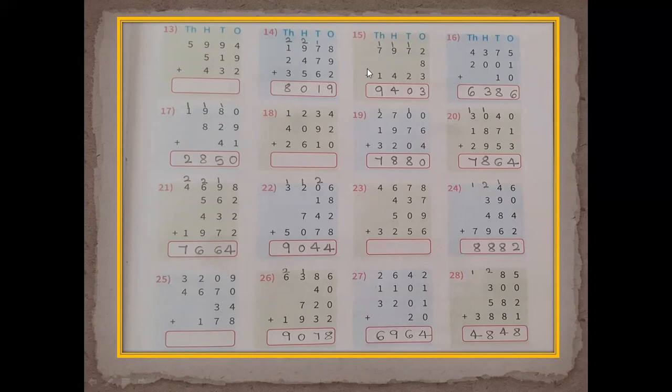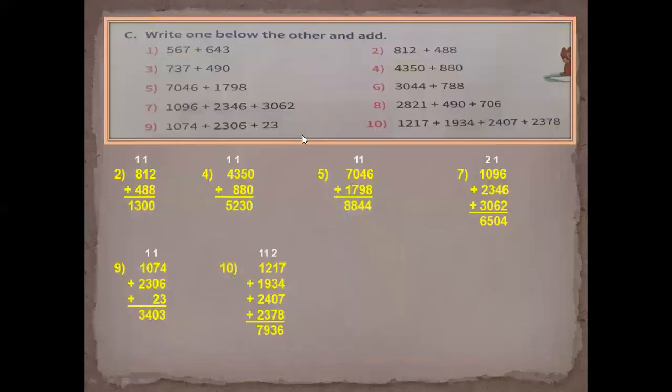Okay, in that same method only you have to add and write the answer. Which ones I left here, you have to add those numbers and write. And which ones I wrote, that also you have to do addition. Don't copy these answers directly. Separately you have to add and then write. Okay. Next, C main. Write one below the other and add.